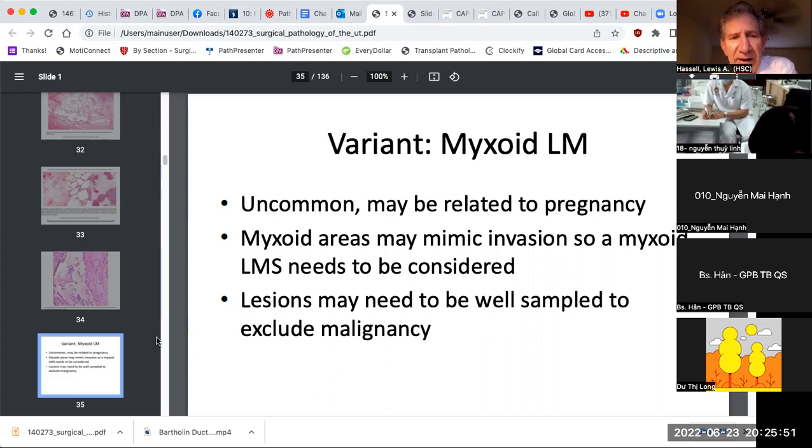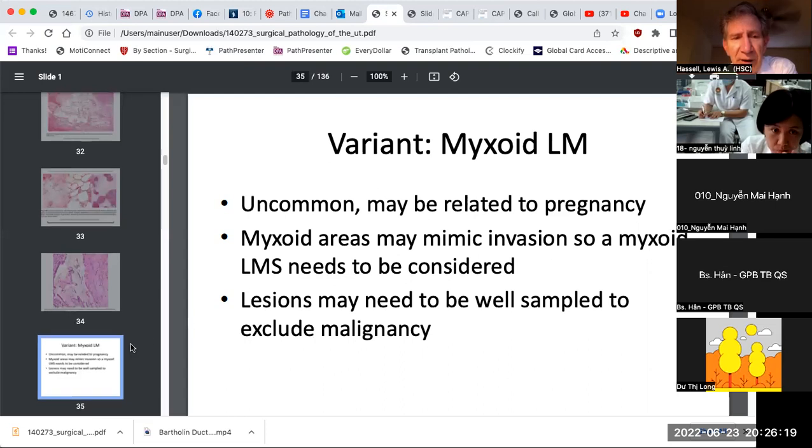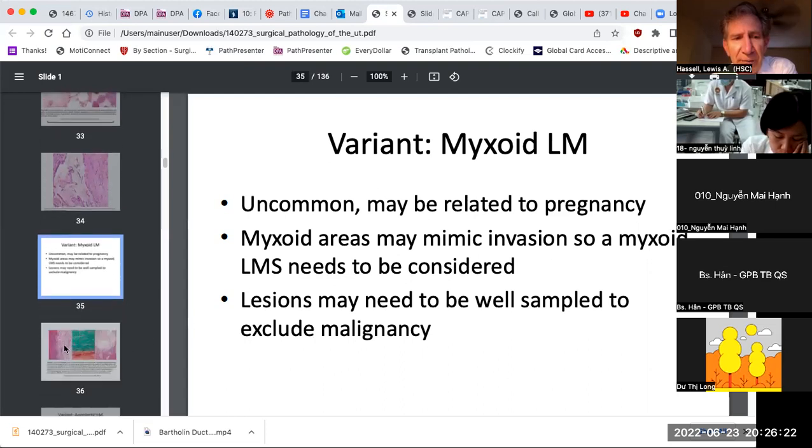Now, we had a case of a myxoid leiomyosarcoma recently in our laboratory that presented as an unexpected finding. The patient was having a hysterectomy for other reasons, and one of the tumors in her uterus, in her myometrium, was a little bit funny looking, and so it got sampled, and it turned out to be a myxoid leiomyosarcoma.